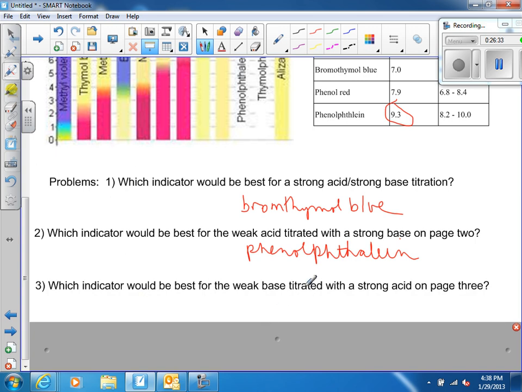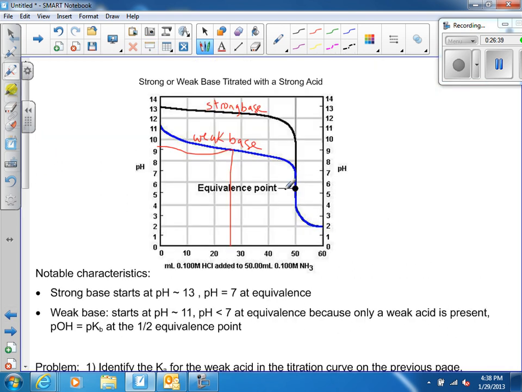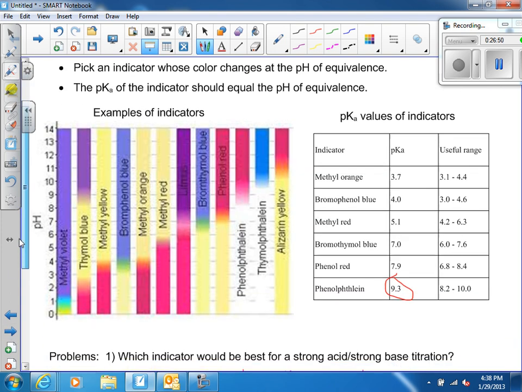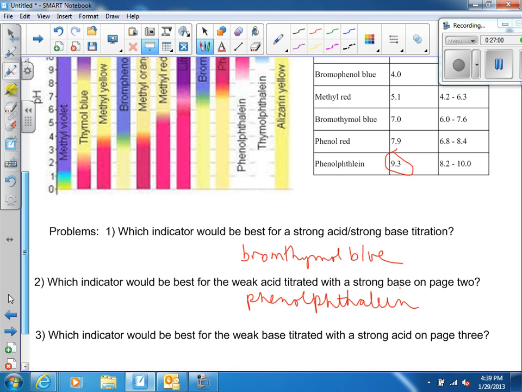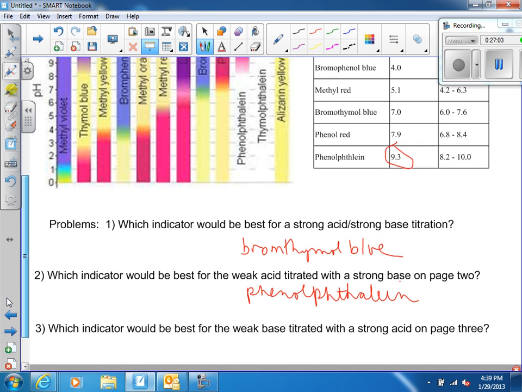Okay, what about the weak base, strong acid titration on the previous page? Here we go. Okay, here's our equivalence point. It's nicely marked for us. And the pH at the equivalence point, it's about 5.5. It's between 5 and 6. So let's look. Oh, look, right there, 5.1. That's a nice pKa if you know your equivalence point is between 5 and 6. So for this one, we would pick methyl red. My spelling, my handwriting is just awful.